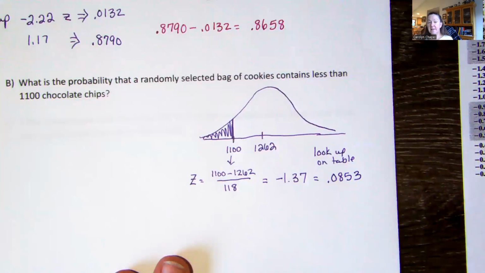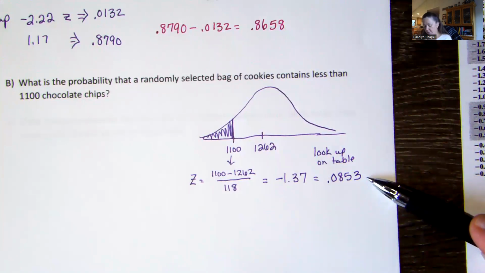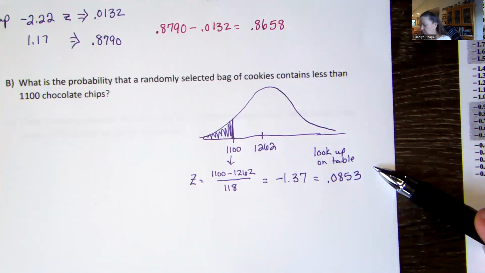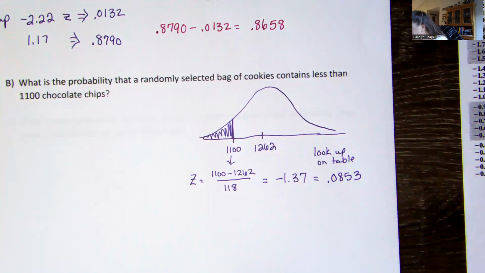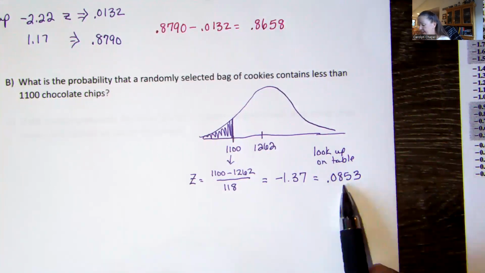Okay, so here I can say that if I'd gotten a bag with less than 1,100 chips, that's not considered to be unusual. Remembering unusual means less than 0.05. So there we are.